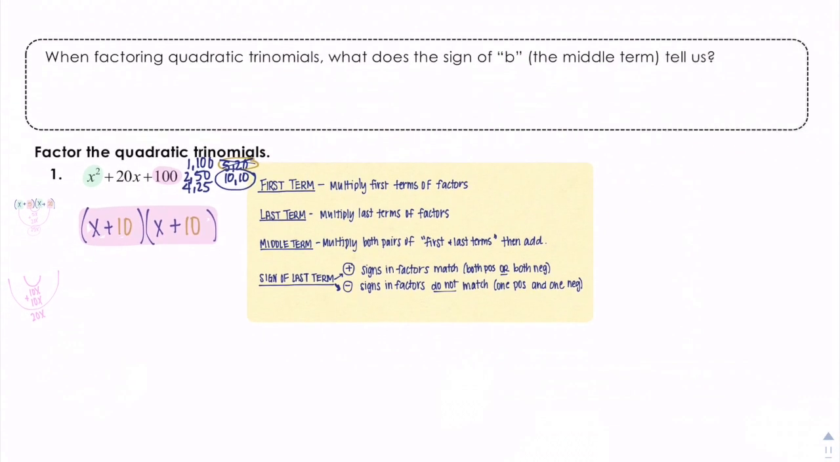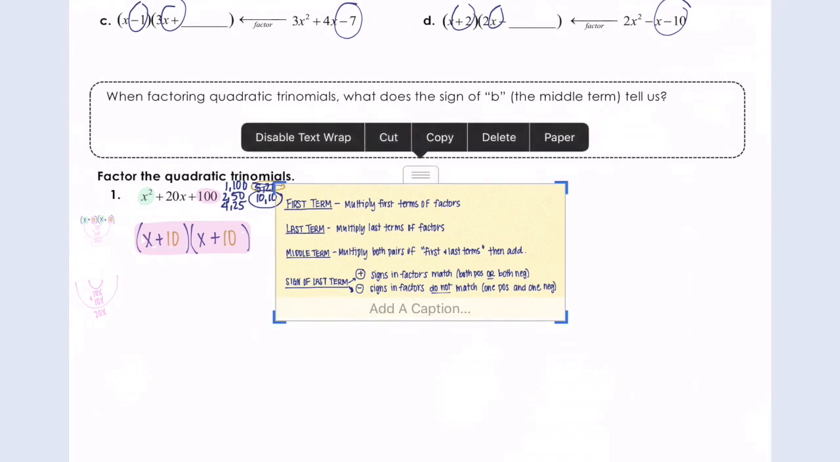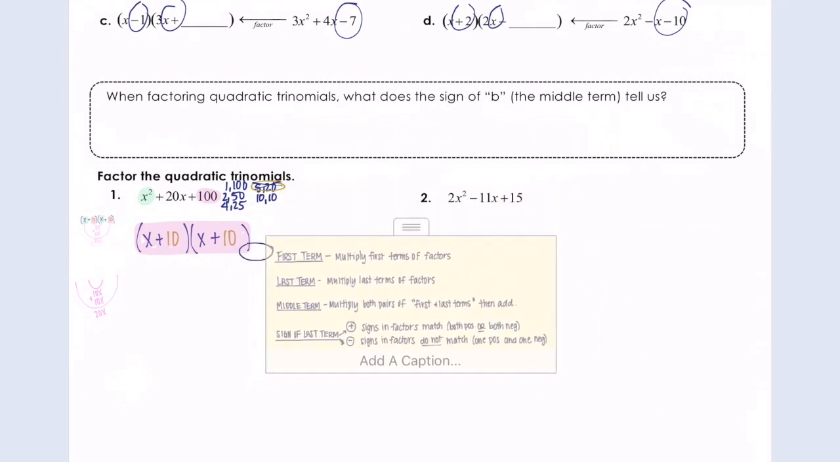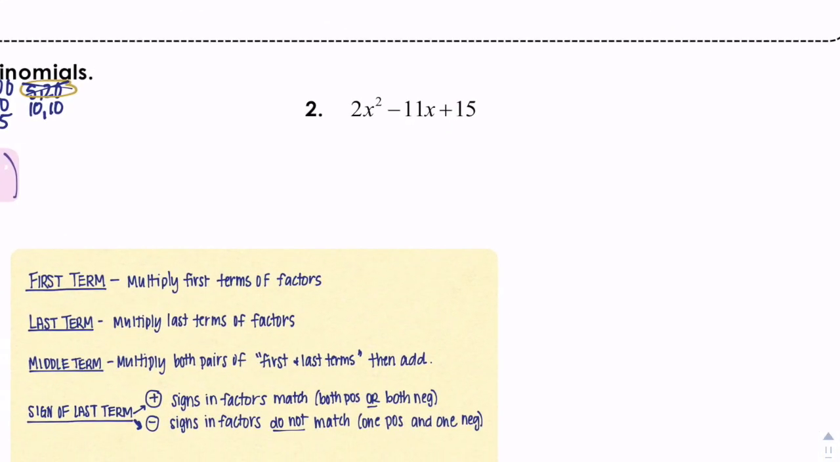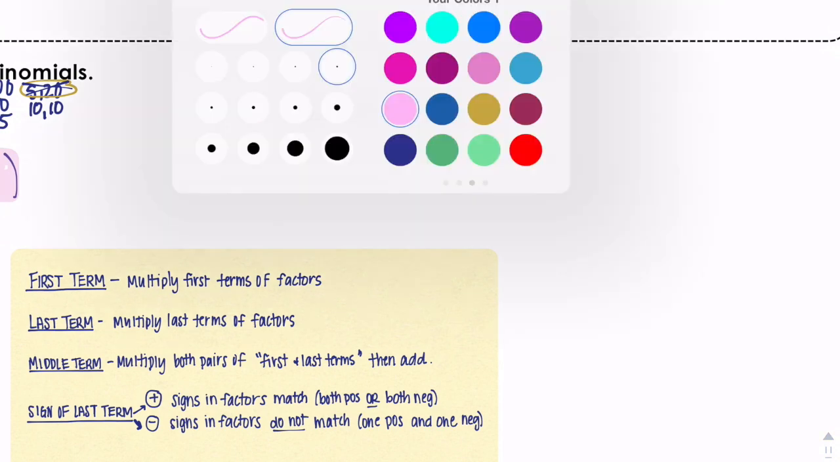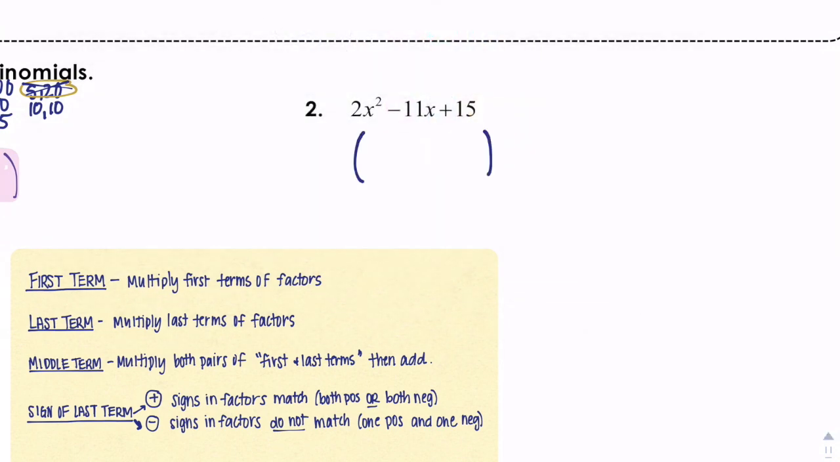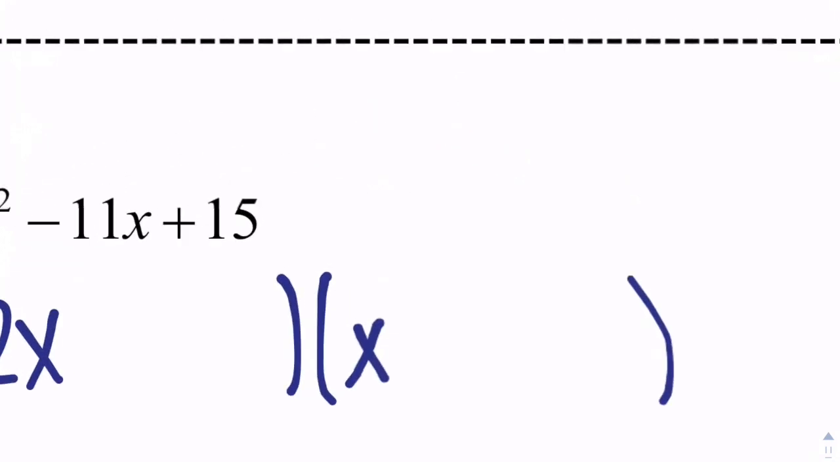All right, let's try another example. Let's try number 2. So let's follow first term times first term. So our first terms have to multiply to 2x. Well, what multiplies to 2x? 2x and x multiplies to 2x. Our last terms have to multiply to 15. So our options are 1 and 15 and 3 and 5.